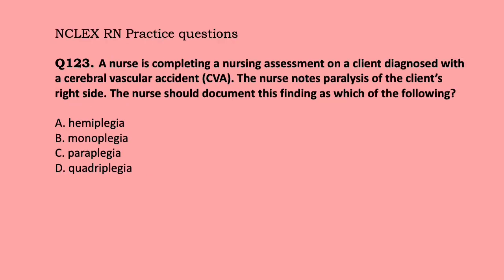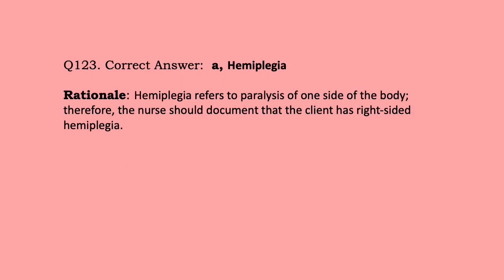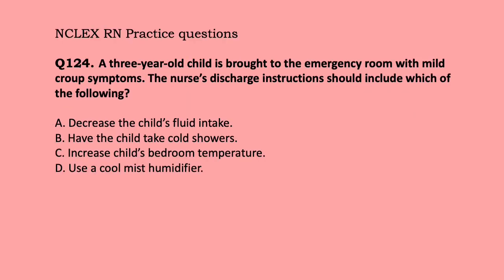NCLEX RN Practice Questions. Question 123. A nurse is completing a nursing assessment on a client diagnosed with a cerebral vascular accident, CVA. The nurse notes paralysis of the client's right side. The nurse should document this finding as which of the following? A. Hemiplegia. B. Monoplegia. C. Paraplegia. D. Quadriplegia. Correct answer, A. Hemiplegia. Rationale. Hemiplegia refers to paralysis of one side of the body, therefore, the nurse should document that the client has right-sided hemiplegia.